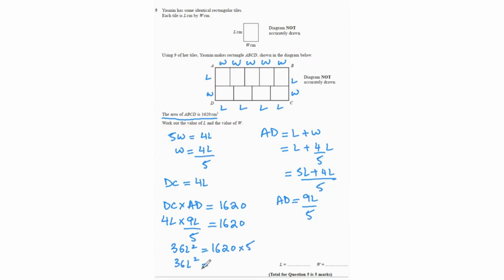That gives us 8100. So L squared is going to be 8100 divided by 36, and then we square root both sides. So L is 15. If L is 15, W is going to be 4 times 15 over 5, which is 12. So L is 15, W is 12. This is your answer.